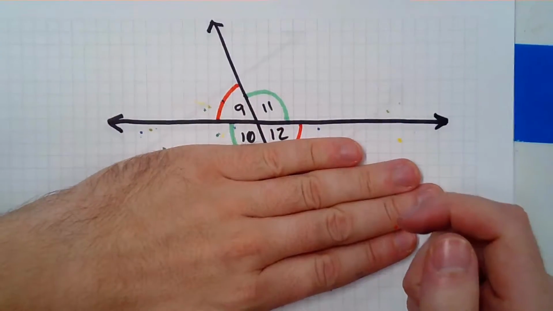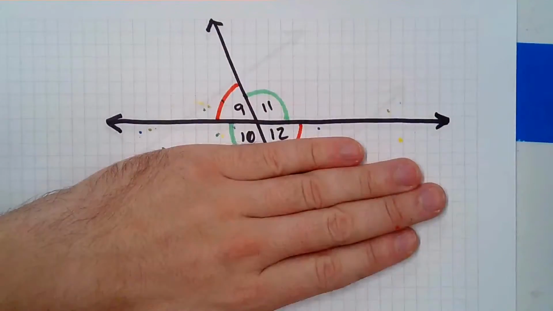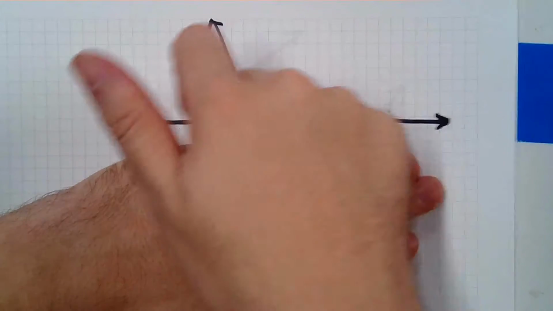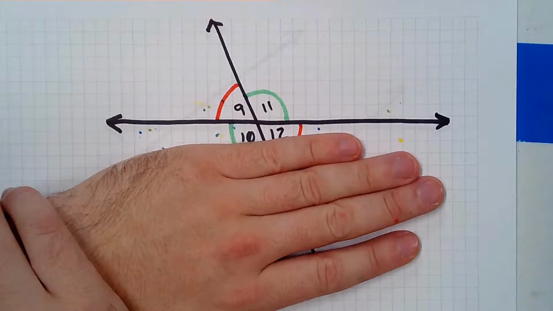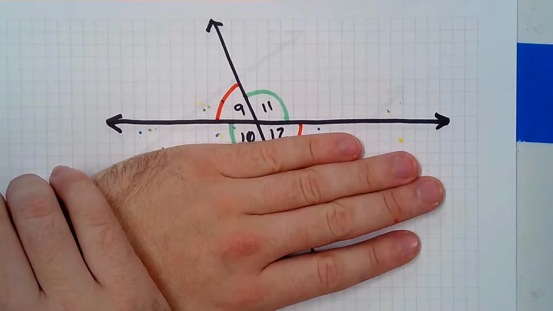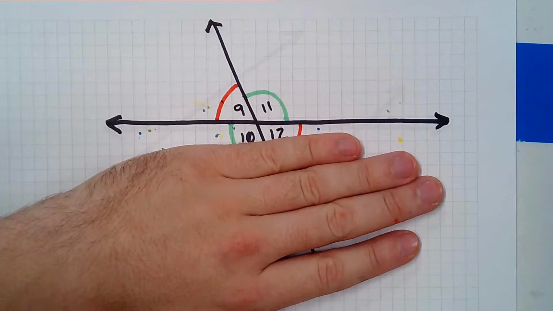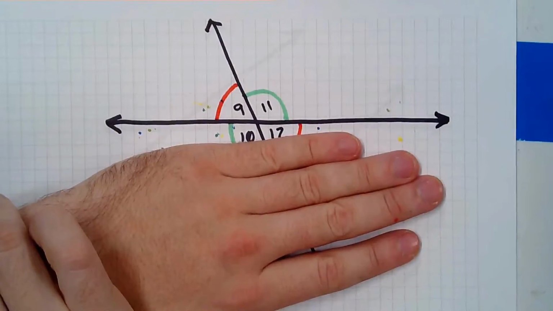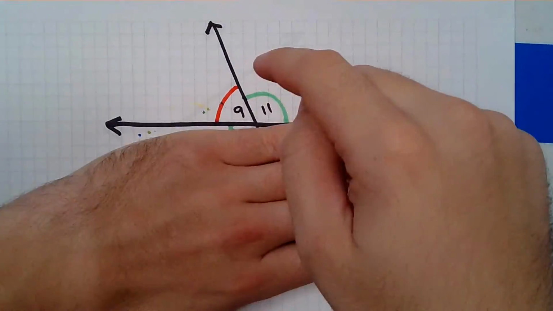Linear. These two right here. Top two? Yeah, top two, 9 and 11. They're not congruent. Linear what? There's two of them. 9 and 11 is a linear pair. Pair meaning two. Linear meaning line. Okay. What do they add up to? The degrees.